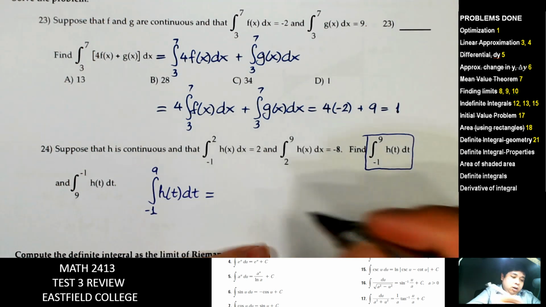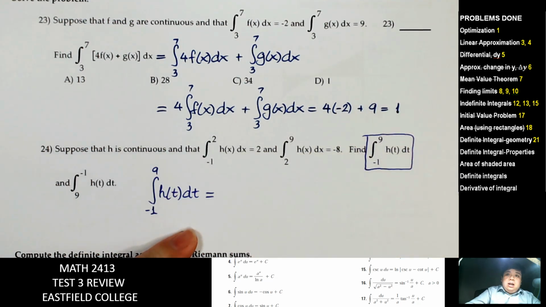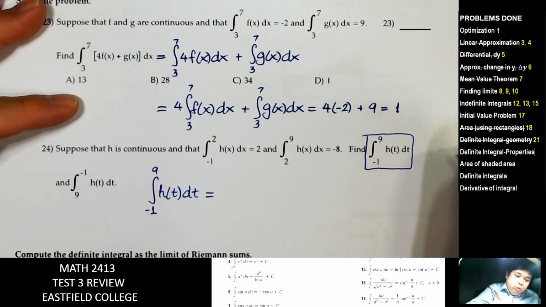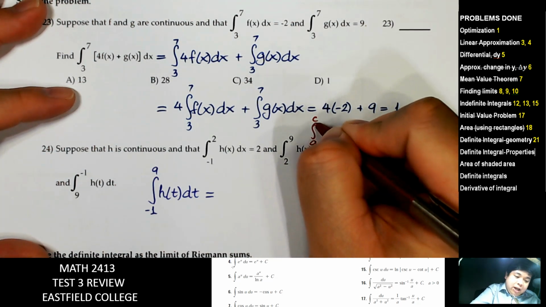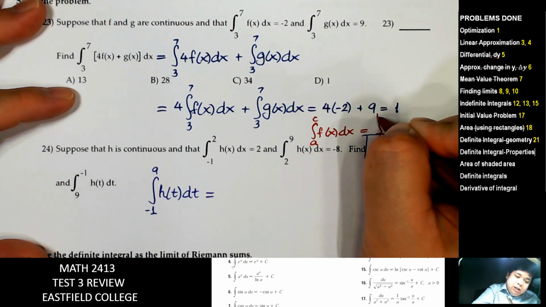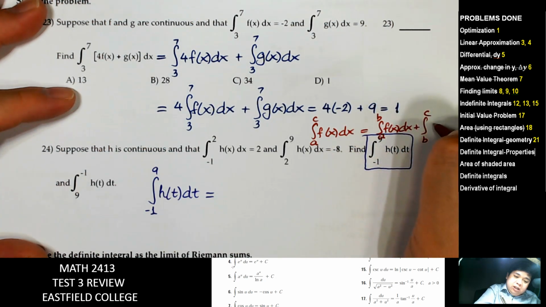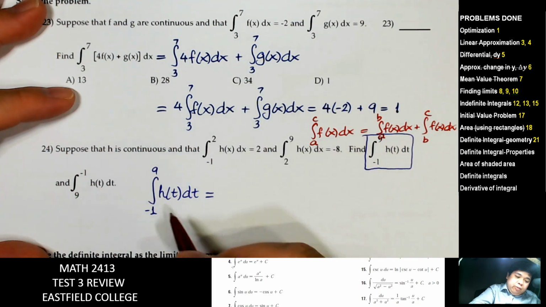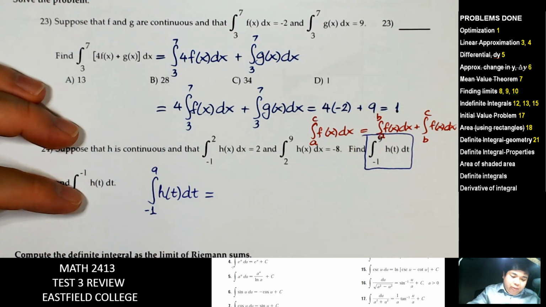Right. So now the property is not given here, so we have to know that. So the property is, if we have the integral, instead of going from a to c, we can always go from a to b and from b to c. So a to b and then b to c is the same as a to c.